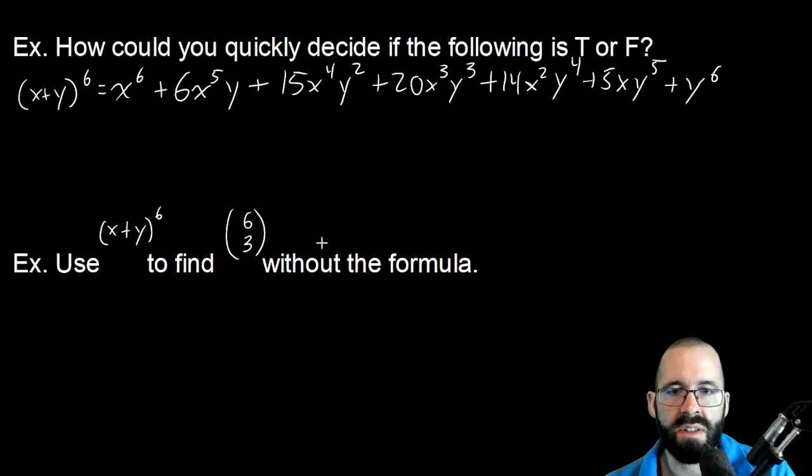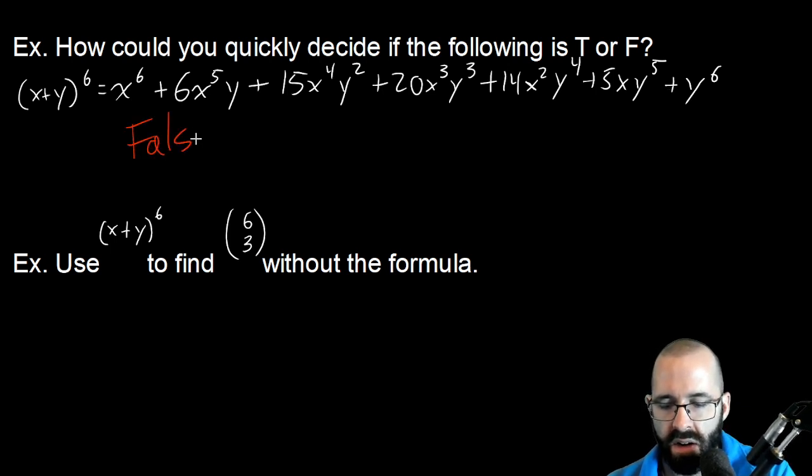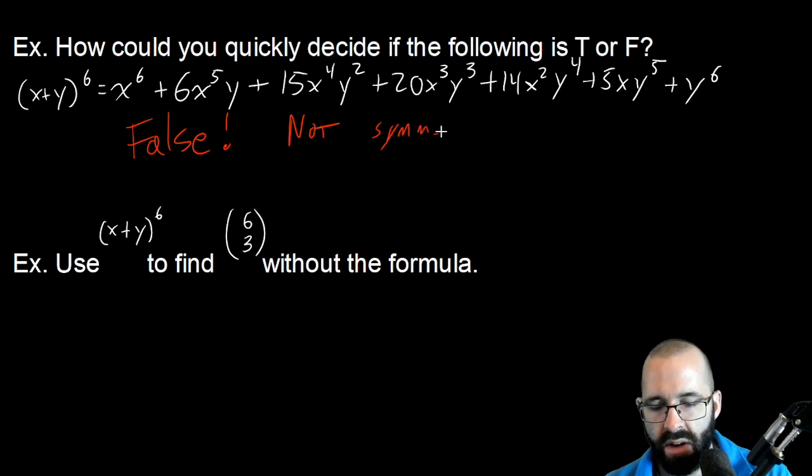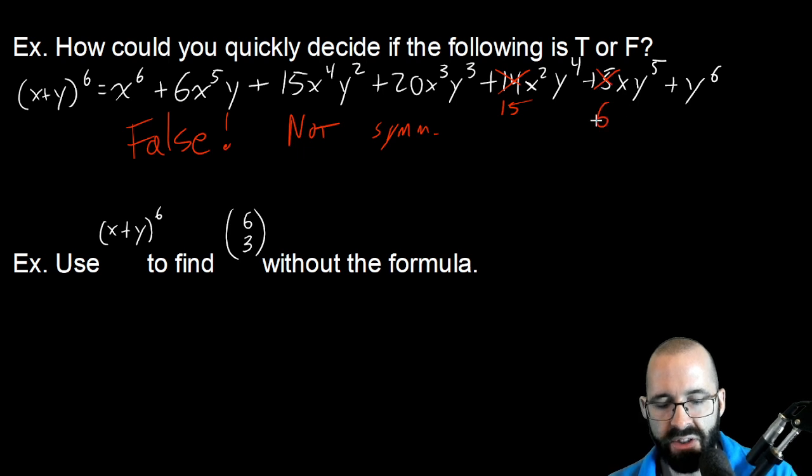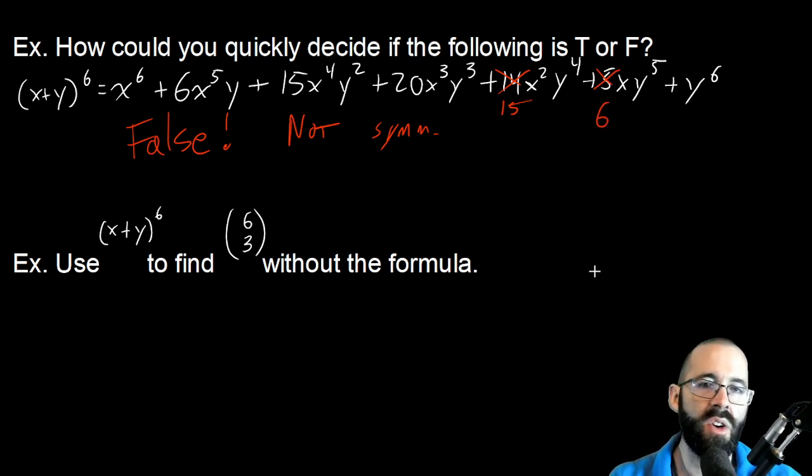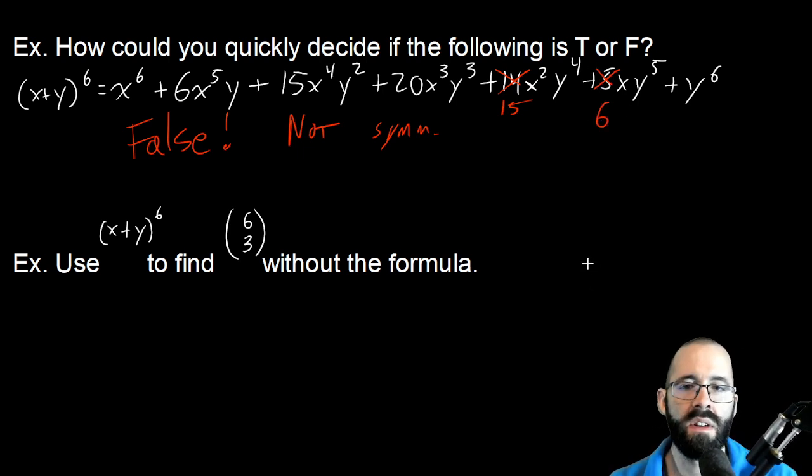Let's just look at the coefficients. What are the coefficients? 1, 6, 15, 20, 14, 5, 1. What's wrong with the coefficients here? They're supposed to be symmetric. All right? It needs to be symmetric. So we could fix that. I'll just tell you that the first half were the right coefficients. So if we fix the coefficients, then it's true.